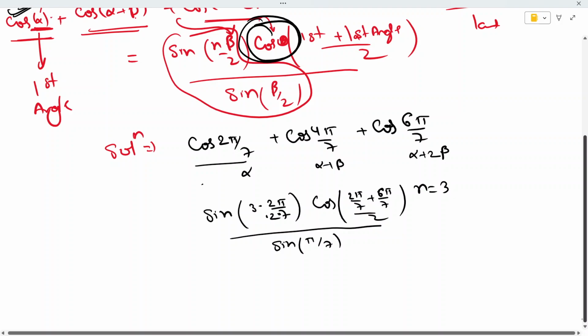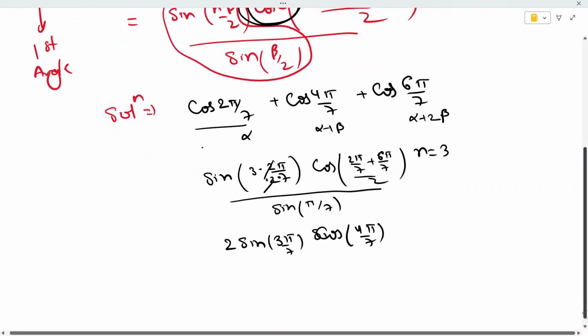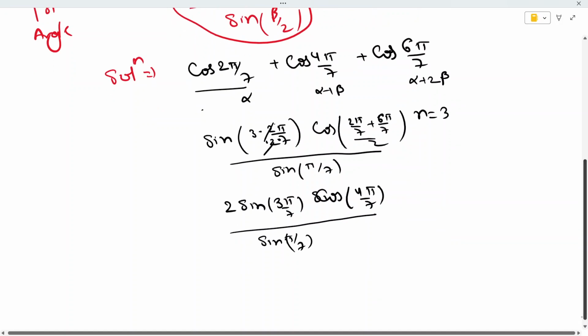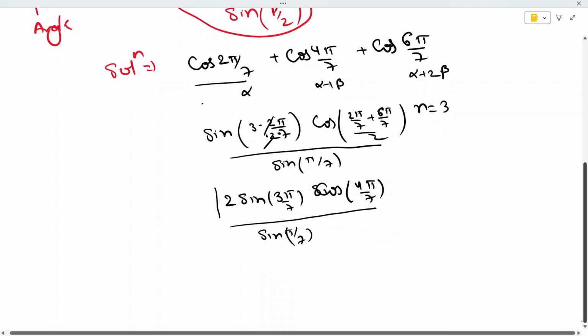Now we can cancel out. So we get 2 sine 3 pi by 7 cos 4 pi by 7. Okay. And here we have sine pi by 7. Now we don't get anything from here, but we know the formula for 2 sine cos. We have seen it in previous questions also.